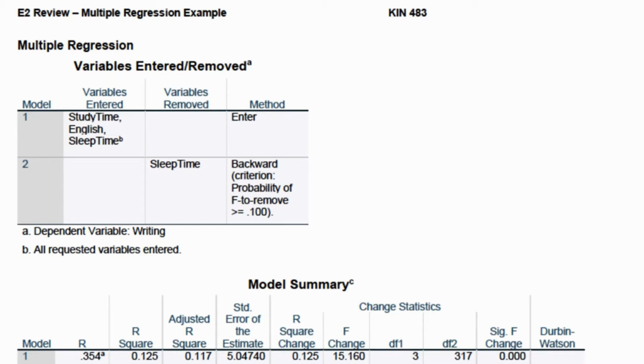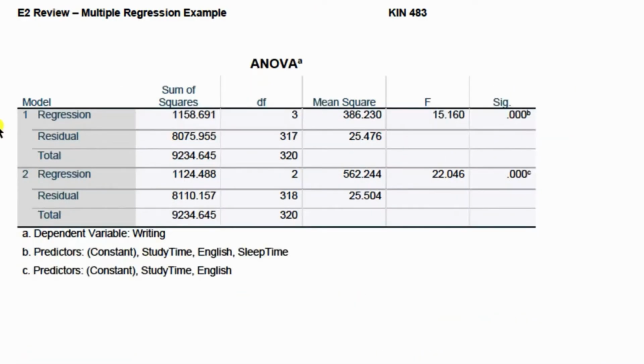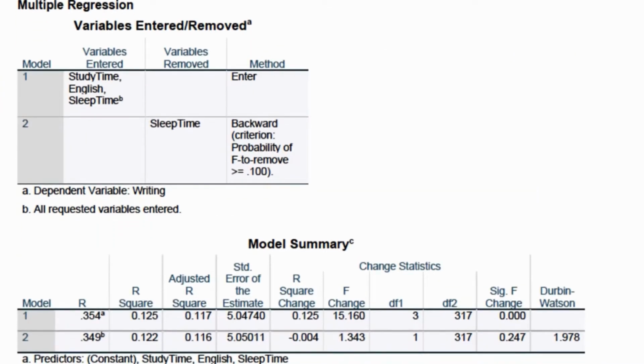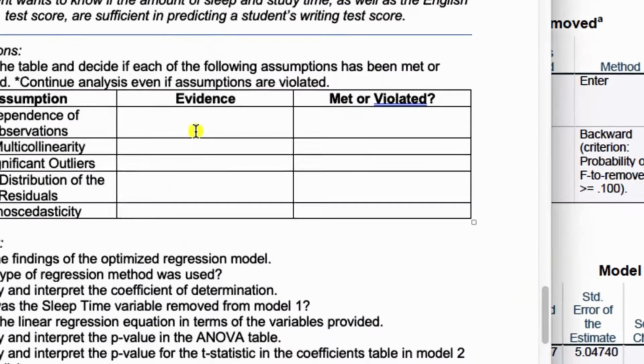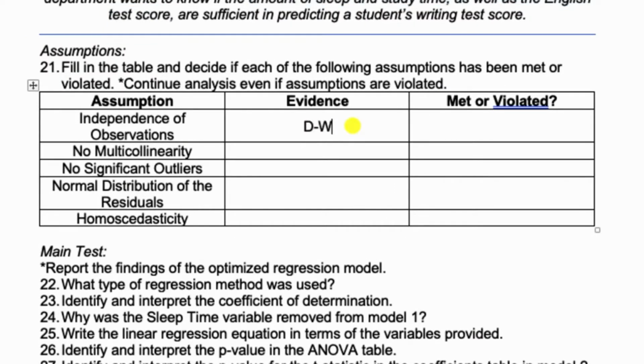Okay, again, we're going to be looking at our assumptions first. So the first assumption we have in our table is our Durbin-Watson statistic, or independence of observations, which we can see is 1.978. So again, our evidence, the Durbin-Watson statistic, which is 1.978, is between 1 and 3. Again, ideally we want this statistic to be as close to 2 as possible, but anything between 1 and 3 would be acceptable. So we can say that we've met this assumption.